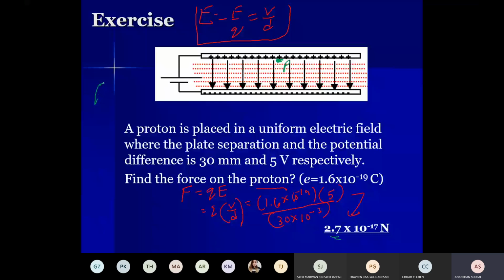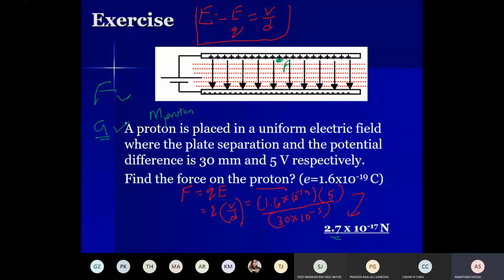Once you know the force, can you find acceleration? You can find the acceleration, right? What information must they tell you? To find the acceleration, you know the force, you want to find acceleration. The information they must tell you is the mass of the proton. So if they give the mass of the proton, you can find acceleration.